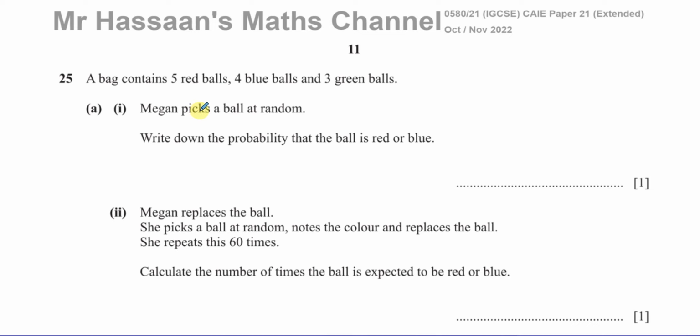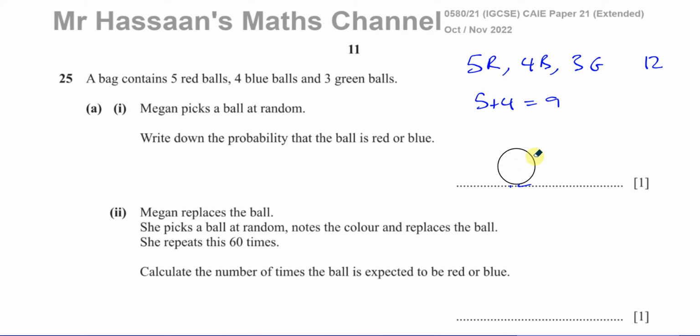And this question here is about probability. A bag contains 5 red balls, 4 blue, and 3 green. Megan picks a ball at random. Write down the probability that the ball is red or blue. So red or blue, there's 5 plus 4, which is 9. And the total is going to be 5 plus 4 plus 3, which is 12. So it's going to be 9 out of 12, which is 3/4.